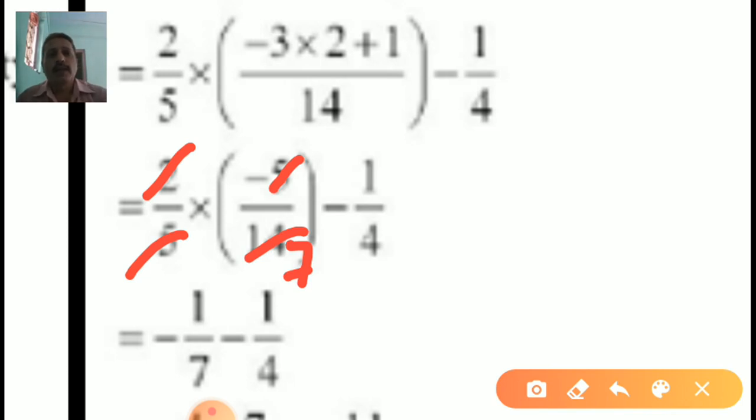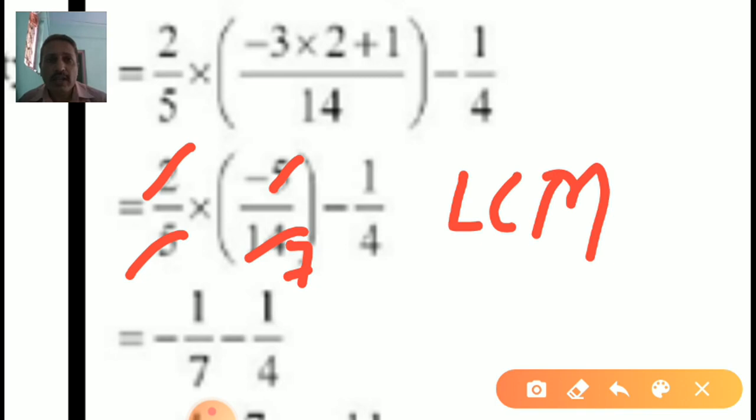Okay, student. Now minus 1 upon 7 is left in the first term, and minus 1 upon 4. Both numbers are minus, but both denominators are different. What should we do? Yes, LCM. Some students still have doubt about the LCM. What is LCM? Lowest common multiple. That means we should write the table of 7 and the table of 4 and find the common numbers, and take the smallest. There are so many numbers common in the multiples of both numbers. Okay, so we have to select the lowest.